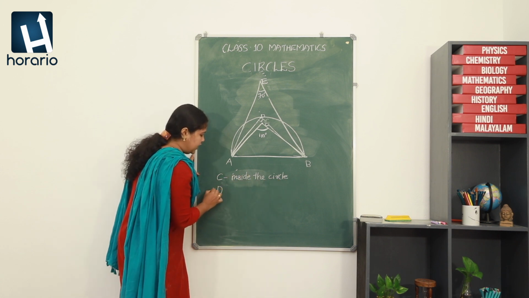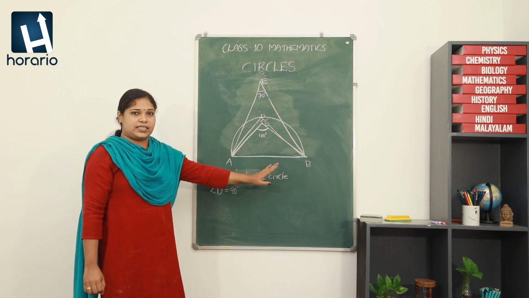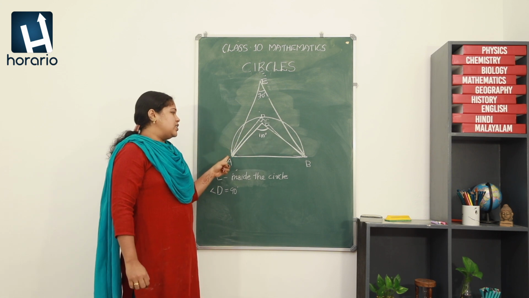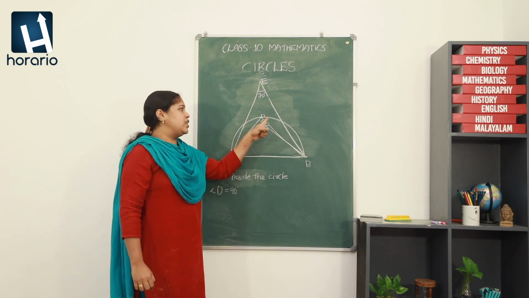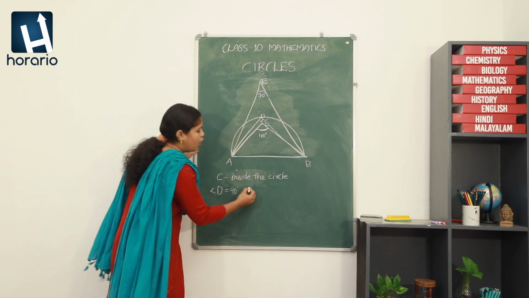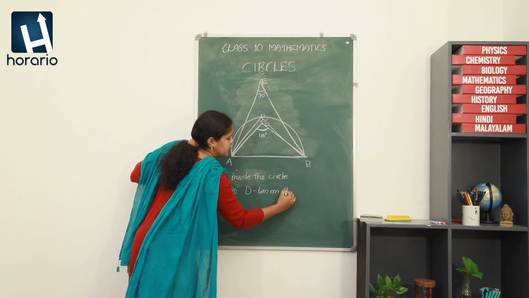So, the angle D is equal to 90 degree. We have already learnt angle in a semicircle is right. AB is the diameter. So, if we join the endpoints of diameter to a point on the circle only, we will get 90 degrees. So, D is on the circle. D lies on the circle.